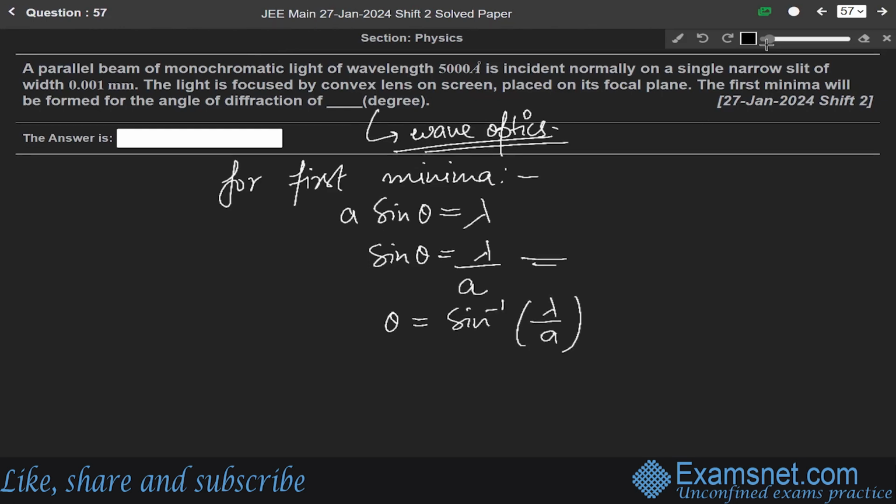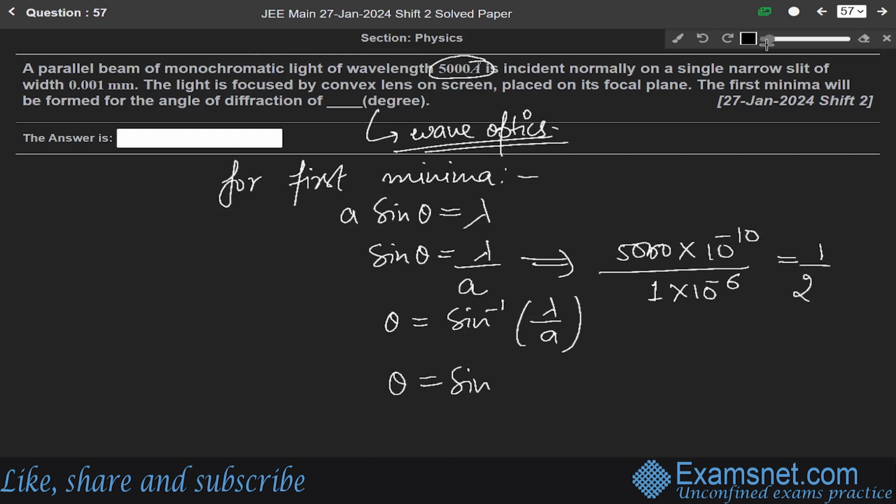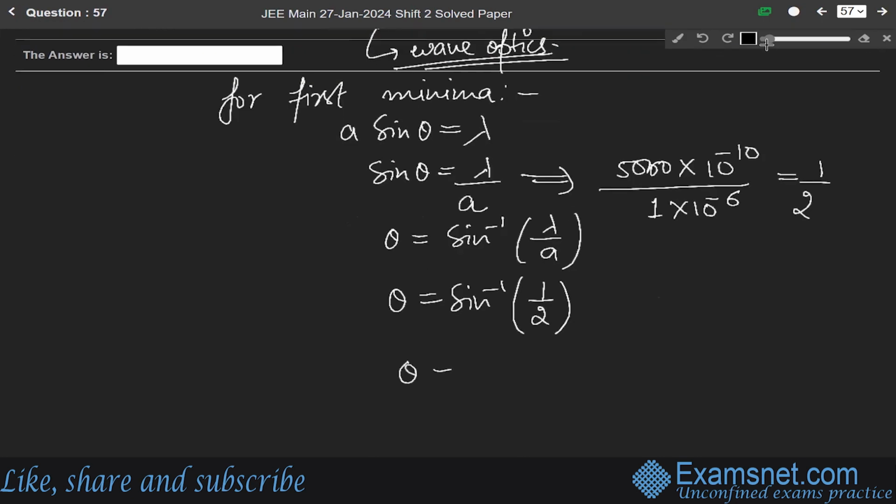Okay, so it will be equal to 5000 into 10 to the power minus 10, since it is given in terms of angstrom, over a. a is given as 0.001 millimeter, which means 1 into 10 to the power minus 6 meter. So it will be 1 by 2. So theta will be equal to sine inverse 1 by 2, and sine theta equals 1 by 2 means theta equals 30 degrees. So our correct answer is theta equals 30 degrees.